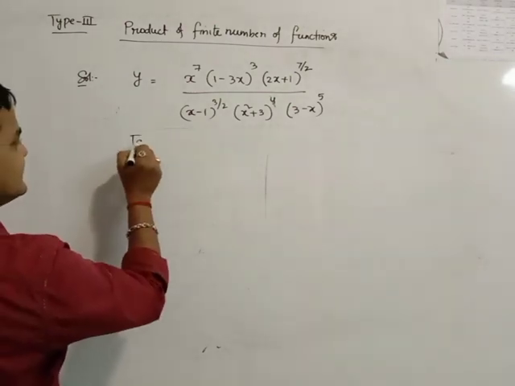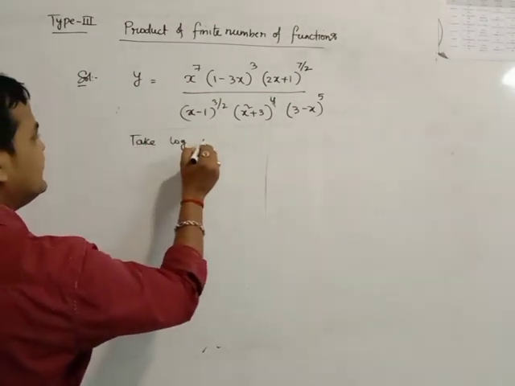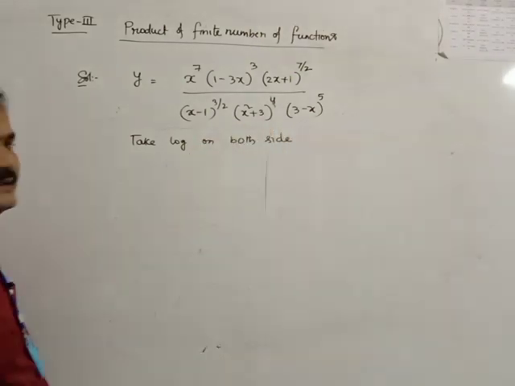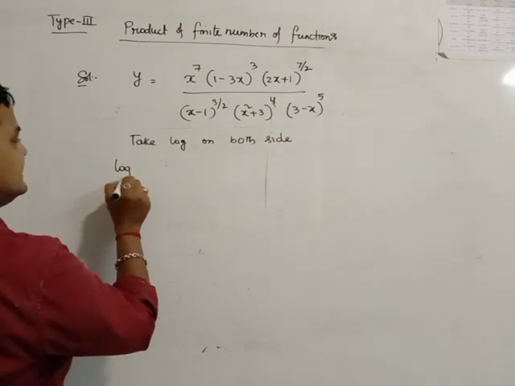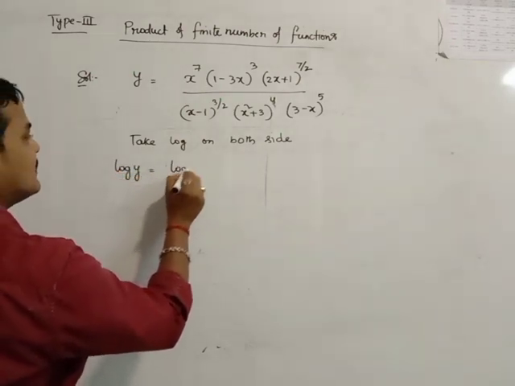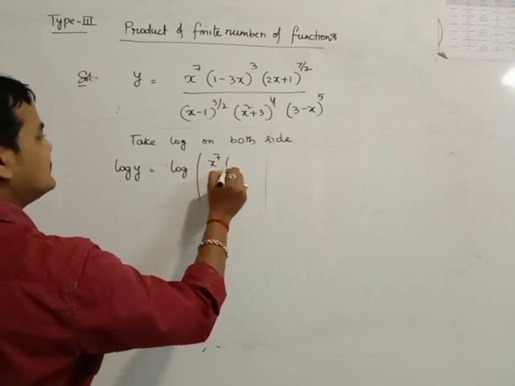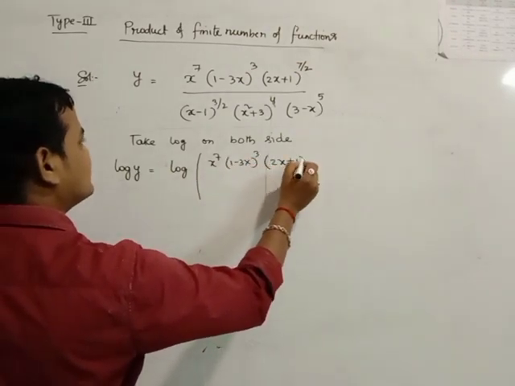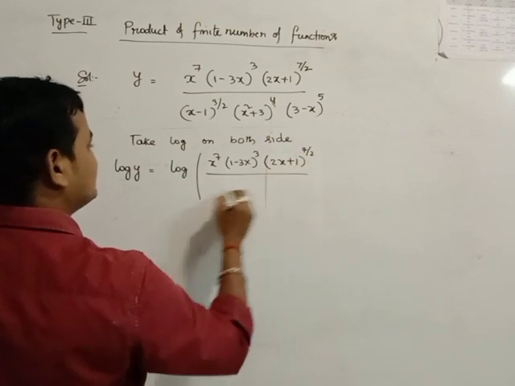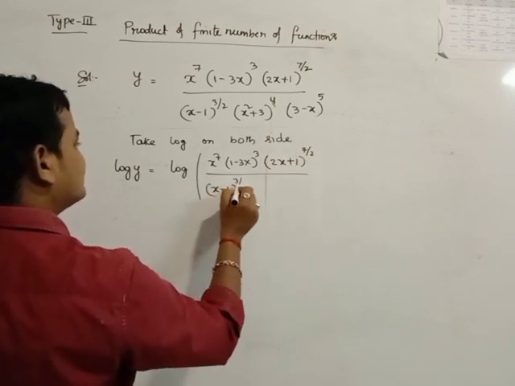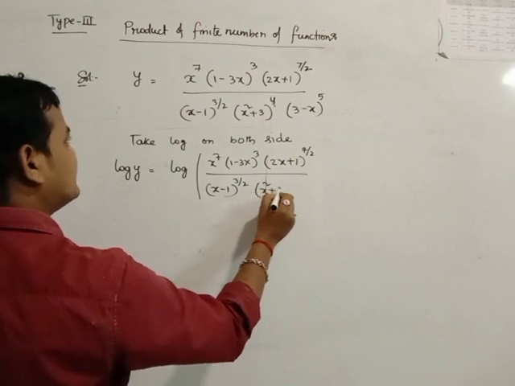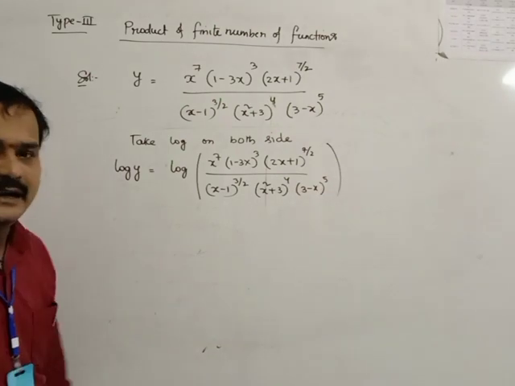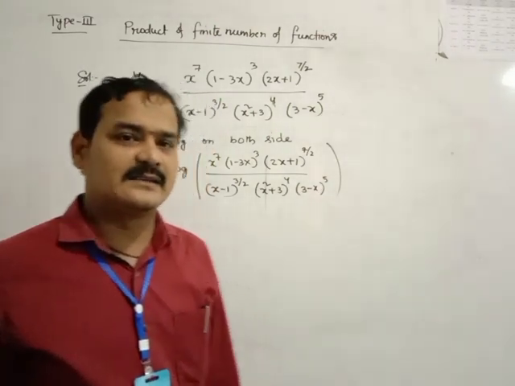What I would say is to apply log on both sides. Both sides you need to apply the logarithm. Then this side is log y is equal to log of x to the power of 7 into (1 minus 3x) whole cube into (2x plus 1) to the power of 7 by 2, by (x minus 1) to the power of 3 by 2 into (x square plus 3) to the power of 4 into (3 minus x) to the power of 5. Again, here you can apply the logarithmic formulas.